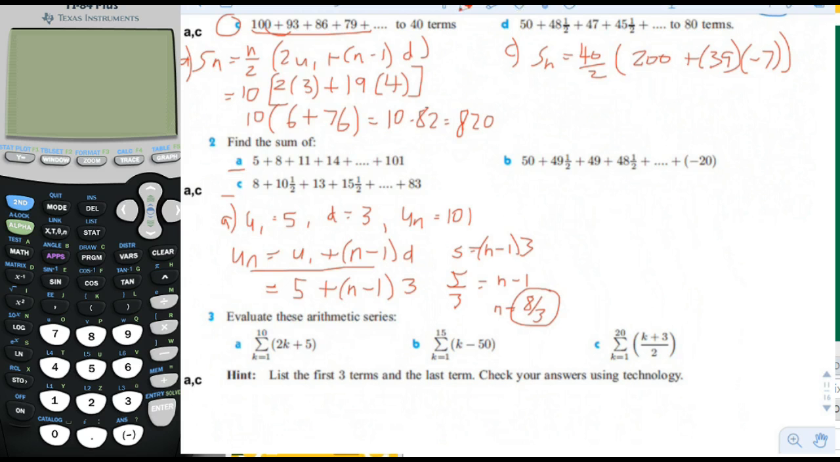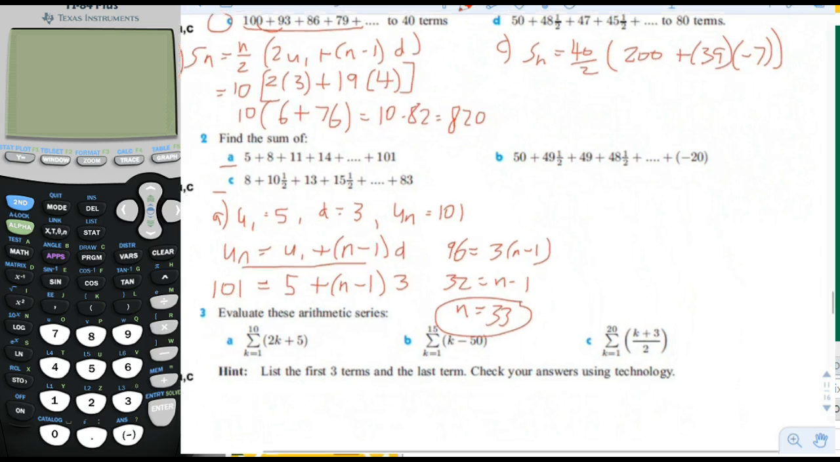And I had made a mistake here earlier. un is equal to 101, right? So I'm going to put 101 here. And then now I'm going to use algebra to figure out what n is. So I subtract 5 from both sides, and I'll get 96 equals 3 times n minus 1. Divide both sides by 3, I get 32 equals n minus 1. So n is equal to 33, right?